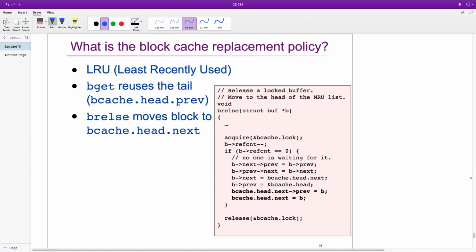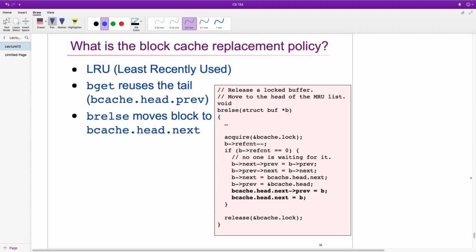Okay. We talked about this block cache replacement policy. Basically what happens is, right, we've got this bget and brelease pair. So bget to get a block that will then be cached, and brelease to say I'm done with it. And brelease, when it's called, will go ahead and update this most recently used. So it'll put the block you just released at the front of the cache.